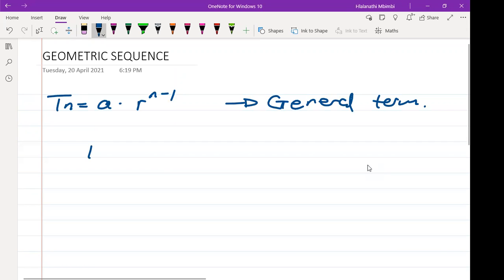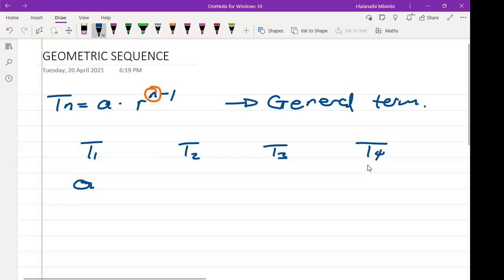We're going to look at what's happening at T1, T2, T3, and T4. So now, if you come to this n, you substitute 1 or 2 or 3 or 4, you're going to get these terms that we're looking at. If you substitute 1, you're going to get 1 minus 1, that's 0, r to the power 0, that's 1. So you're just going to get a.